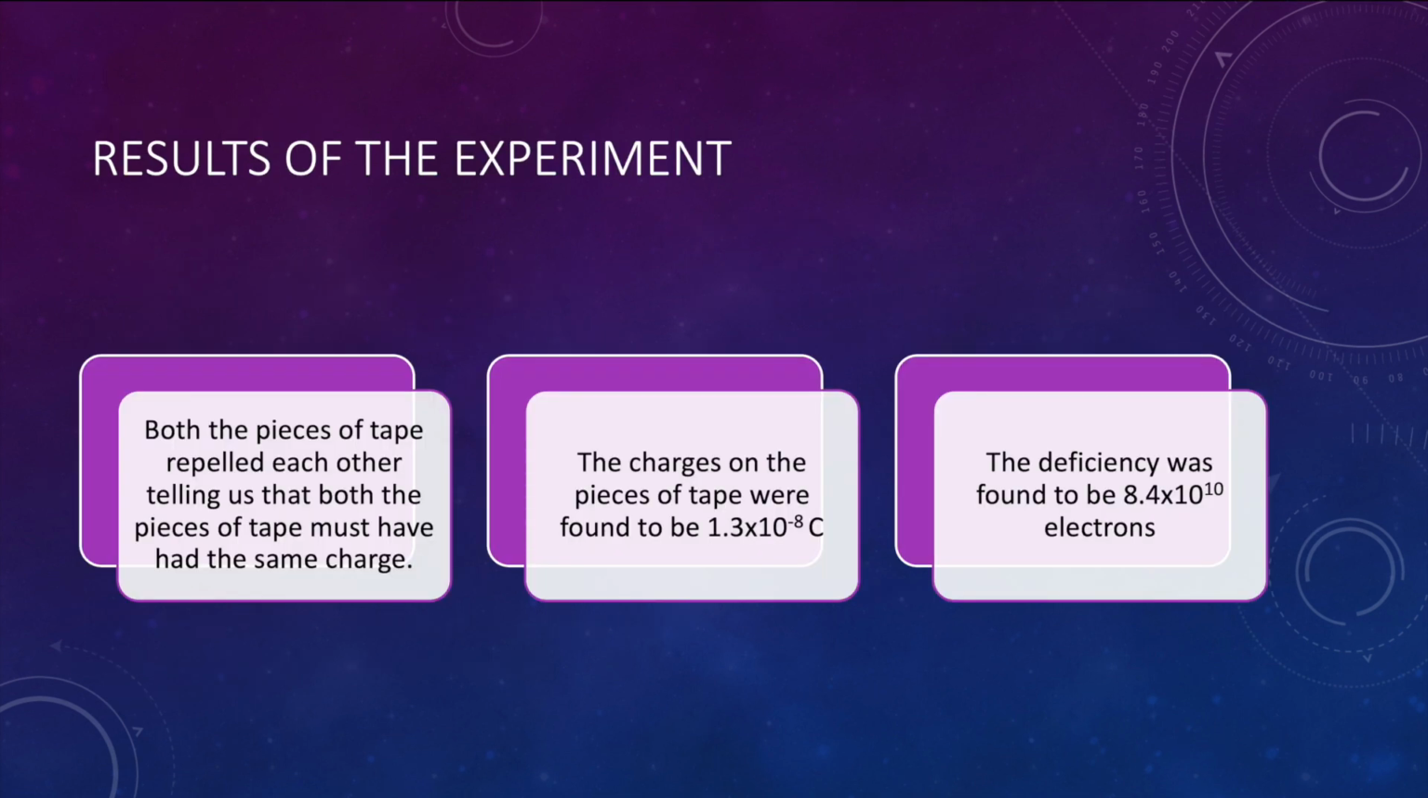The results of the experiment include both of the pieces of tape repelled each other, telling us that both of the pieces of tape must have had the same charge. The charges in pieces of tape were found to be 1.3 × 10^-8 coulombs. The deficiency on the tape was found to be 8.4 × 10^10 electrons.